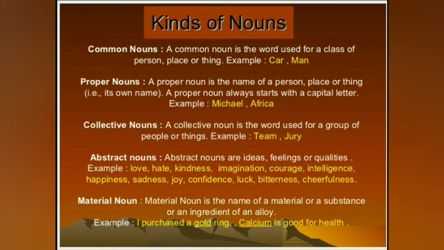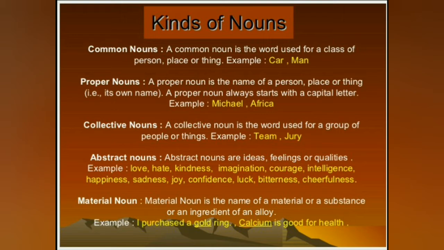Okay, and next one, abstract nouns. Abstract nouns are ideas, feelings, or qualities. For example, love, hate, kindness, imagination, courage, intelligence, happiness, sadness, joy, confidence, luck, bitterness, and cheerfulness. These are the examples for abstract nouns.